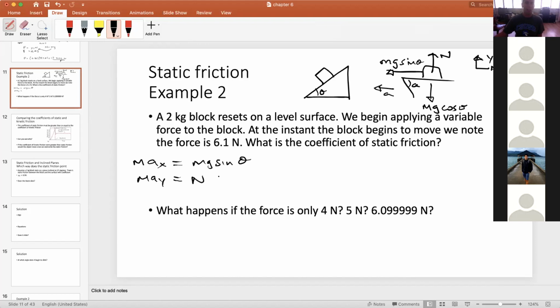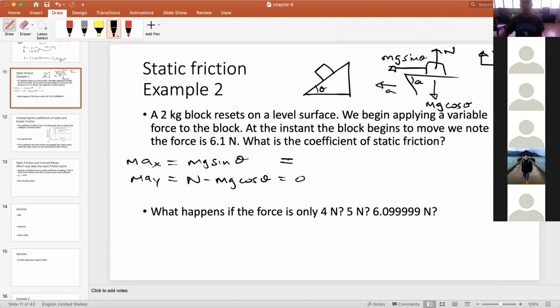May would be N minus mg cos theta. There can be no acceleration in the y, so that equals 0. But I still have to put my friction, right? I have static friction. Where do I put it? I obviously put it in the x because it opposes the motion, and the only motion in this case is down the incline. So force of static friction is equal to negative µsN in the x direction.